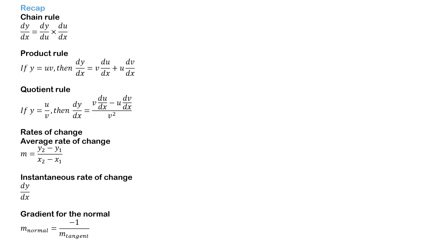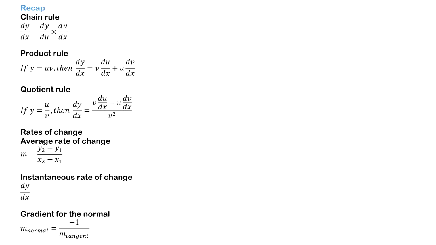So to end the video, we'll do a quick recap. On your screen are the chain rule, the product rule, the quotient rule. It's important that you remember these and have these written down. It's also got your rates of change. Remember, your average rate of change involves y2 minus y1 over x2 minus x1. Your instantaneous rate of change is the first differentiation.